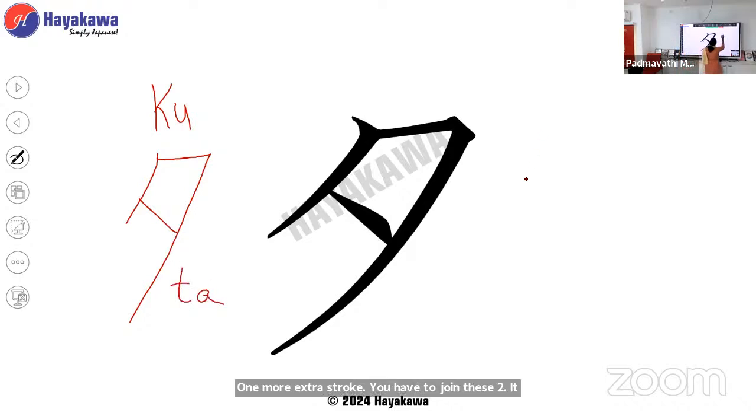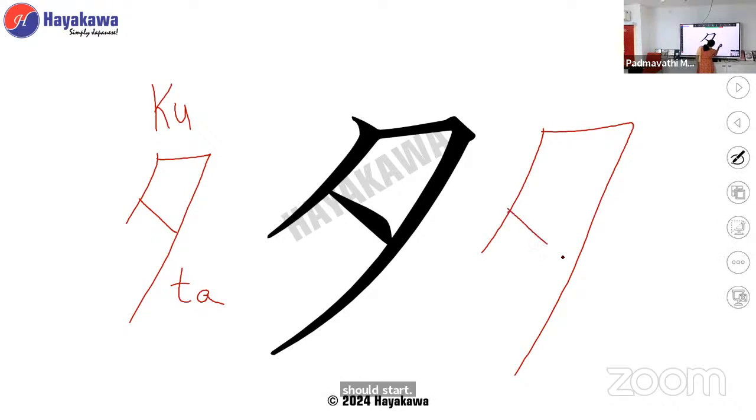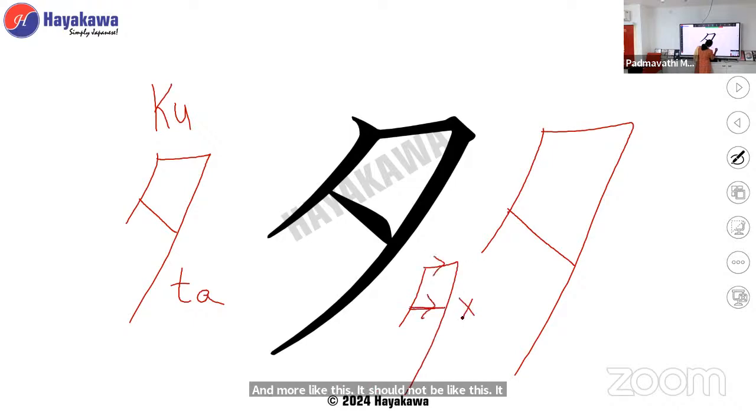So 1, 2, and 3. This is ku. The third stroke should start and move like this. It should not be like this. It should not be parallel to that vertical or horizontal line. It should start and move towards the lower base like this. It should come down. All right, that is going to be ta.